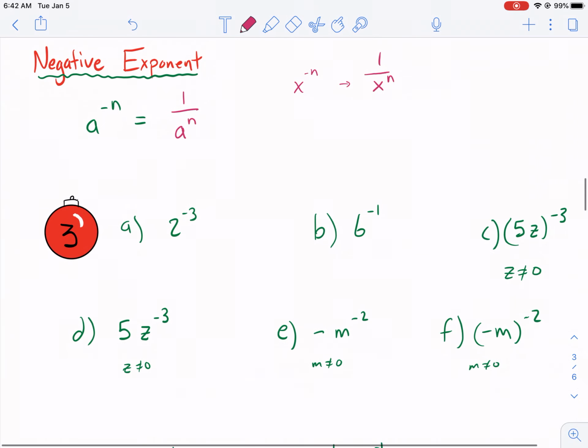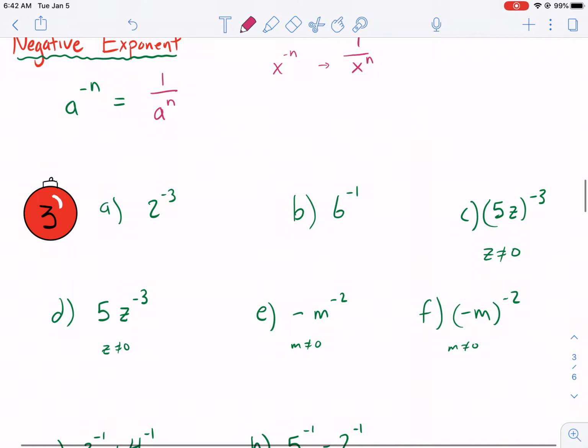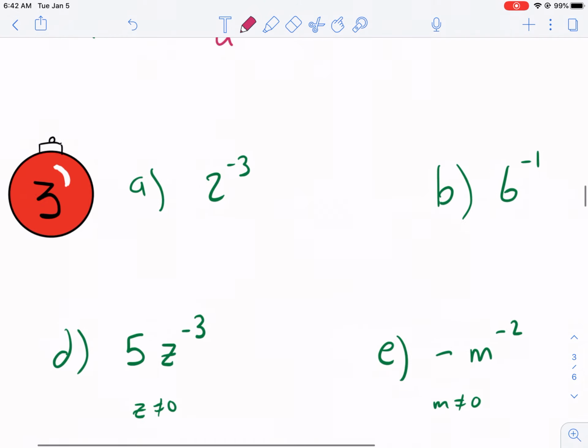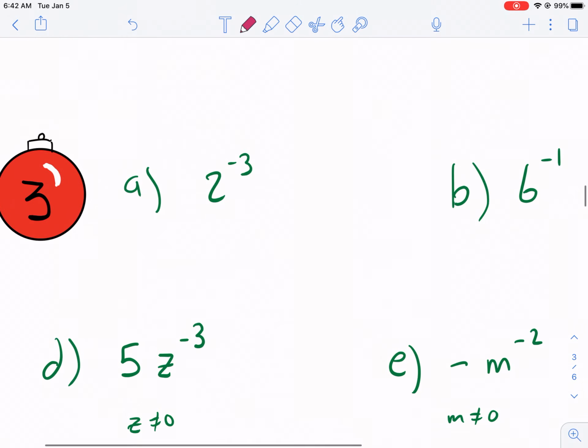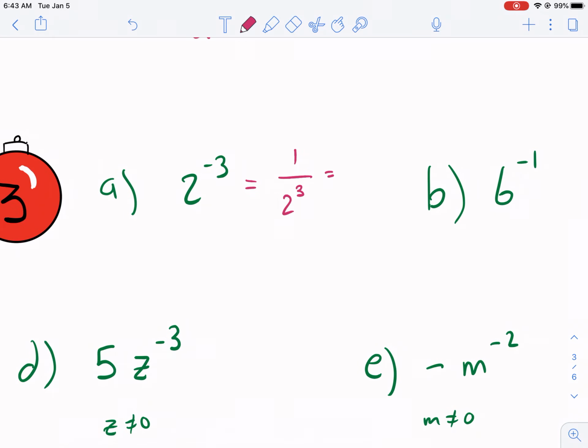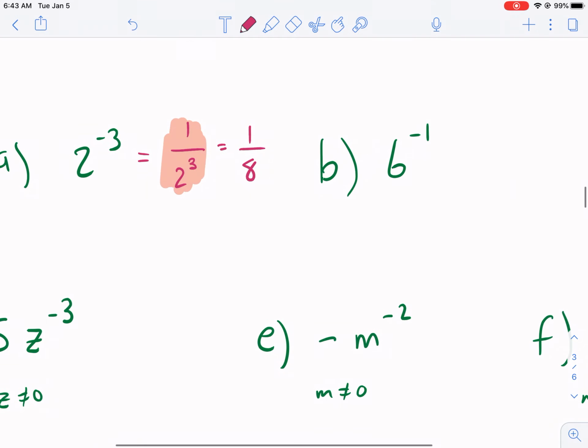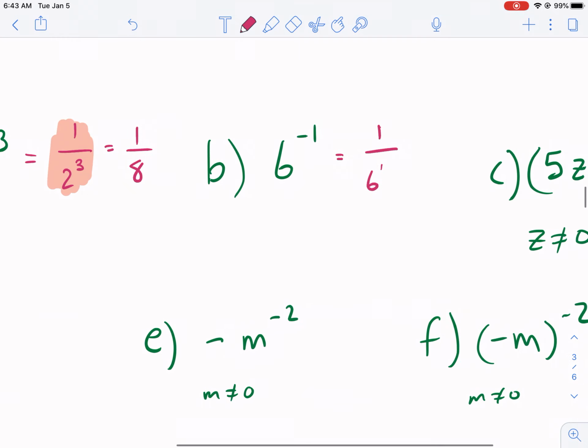Okay, so these are actually pretty easy. They're going to be recognition most of the time. So for example, 2 to the negative third power is going to be equal to 1 over 2 to the third power, and that becomes 1 over 8. All right, but the main thing is, can you recognize this? 1 over 2 to the third power. 6 to the negative 1 is going to become 1 over 6 to the first power, and that's going to be 1 over 6. Okay, it's not bad.